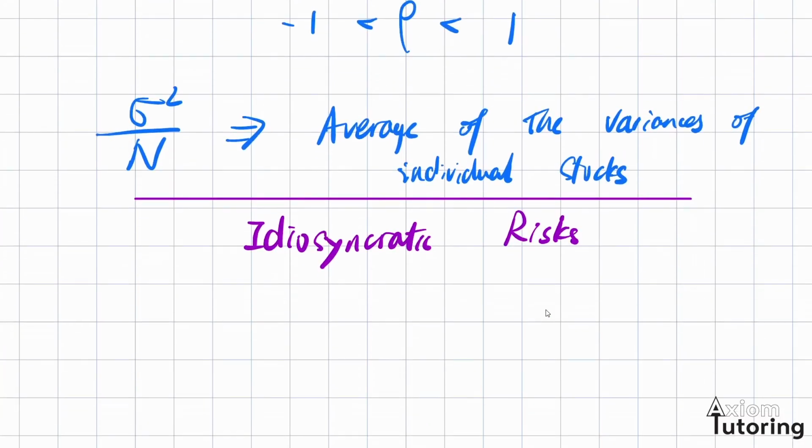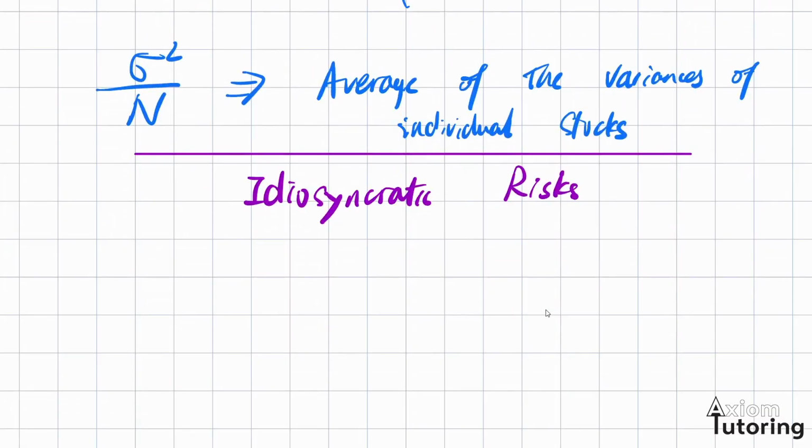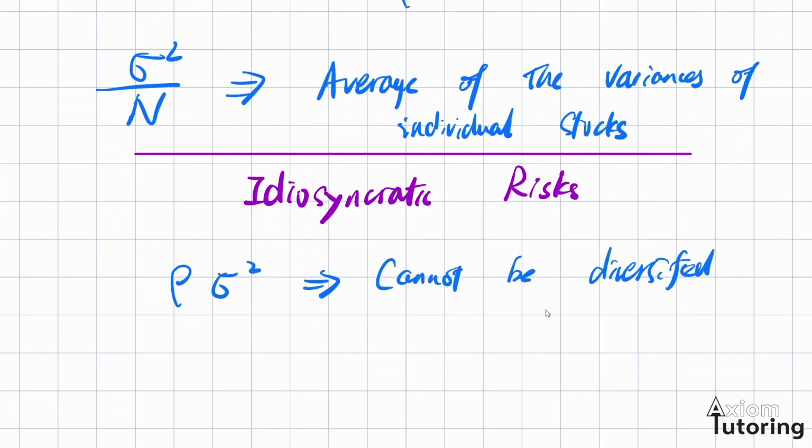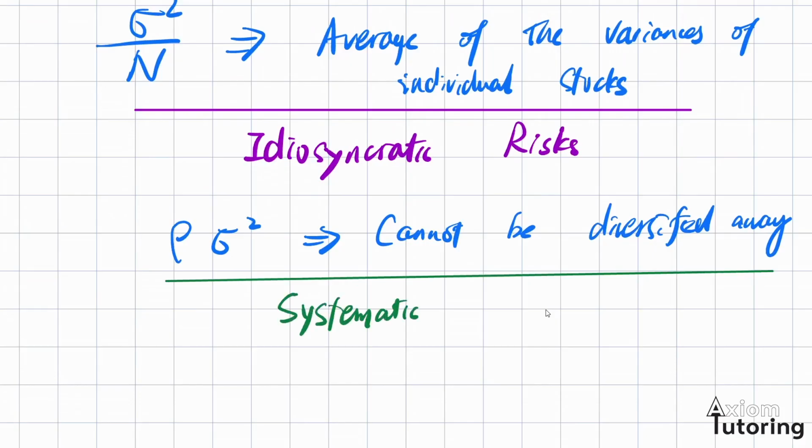Okay, so the next part here, we can give it a name, which is the systematic risk, the rho sigma squared. Okay, let's use another color here. The rho sigma squared is not going to be diversified away, so the more you buy, it's going to stay there. And this part, we call a market risk or the systematic risk.